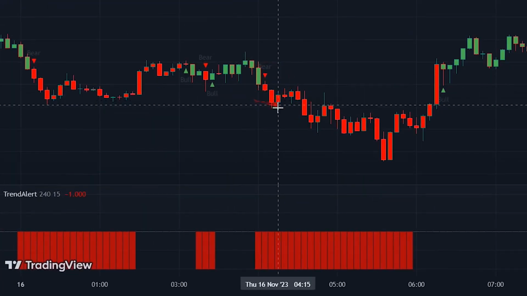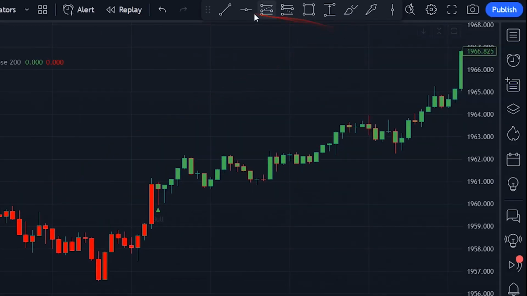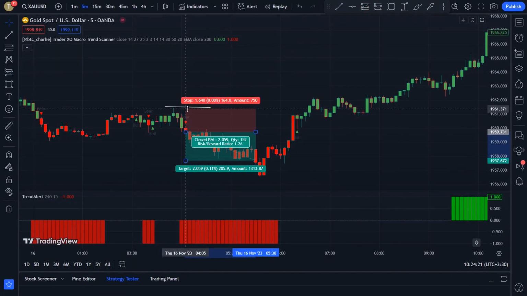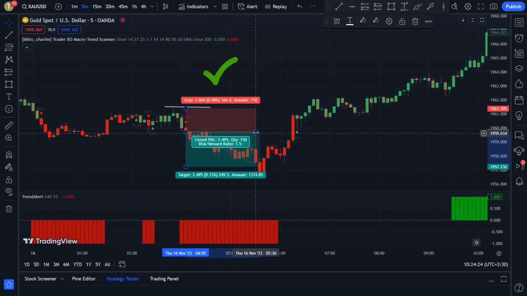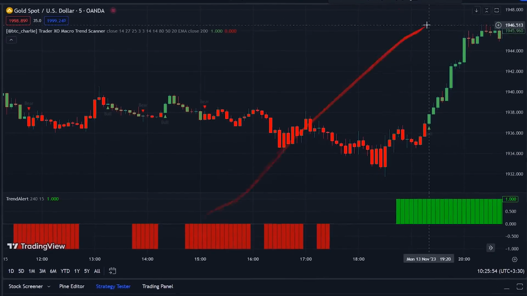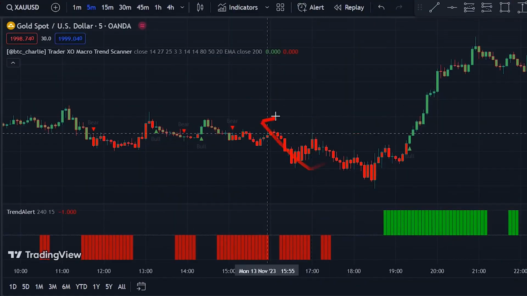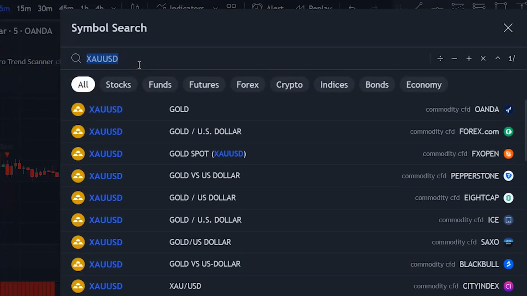Here we see another sell signal, and according to what I said, you can place your sell order and earn good profits. Now, let's change our symbol and see trades on Ethereum.